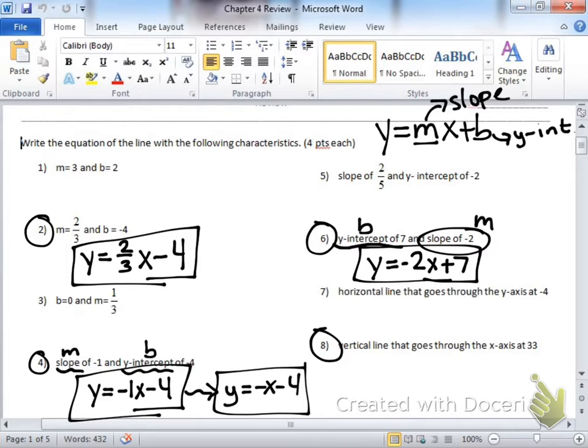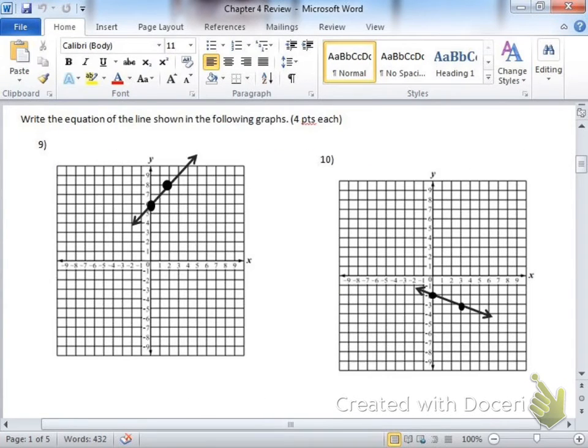8 says a vertical line that goes through the x-axis at 33. So if it goes through the x-axis, it's an x equals line. X equals 33. Just tell me where it goes through the x-axis. Remember, horizontal lines and vertical lines, we call those special lines. It's either an x equals or a y equals. Alright, so 9 and 10, you'll be in charge of 9. We can do 10 together.